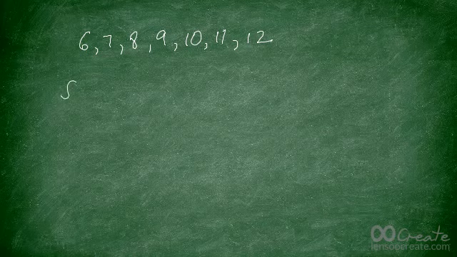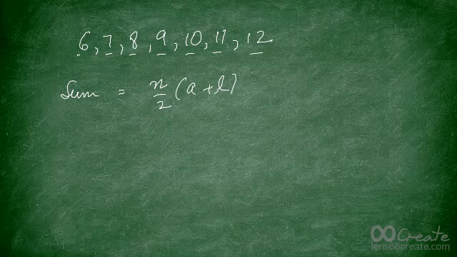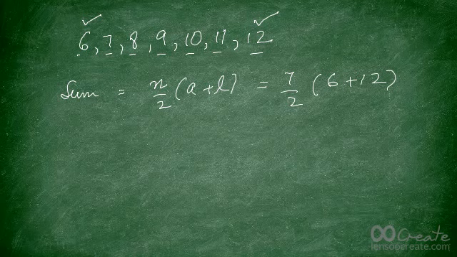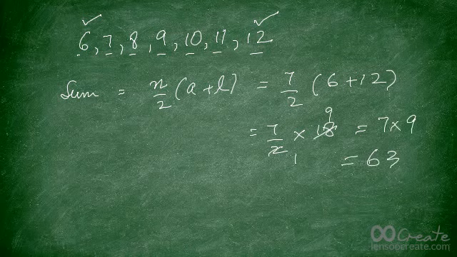Alright, so the sum here, we're going to use the same formula, n over 2 into a plus l, where n is the number of terms. So we can count how many terms there are. There's 1, 2, 3, 4, 5, 6, 7 terms in the series. So this should be 7 over 2 into a, which is 6, and l, which is 12. So 6 plus 12 gives you 7 over 2 times 18, and that cancels out and gives you 7 times 9, which is equal to 63. That's the answer to this particular question.